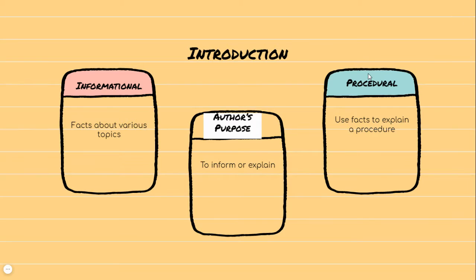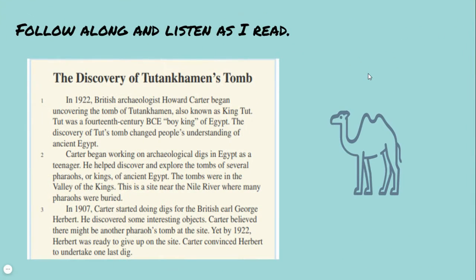Informational texts offer facts about various topics. Procedural texts use facts to describe or explain a procedure or how to do or make something. Each kind of text is structured to achieve the author's purpose, to inform or explain. Let's look at an example of an informational text. Follow along and listen as I read The Discovery of Tutankhamun's Tomb.